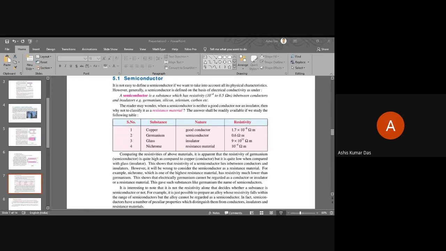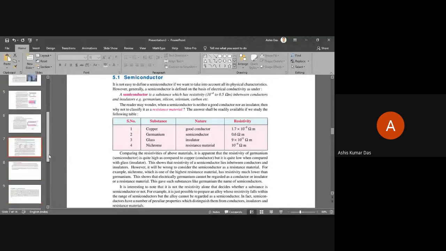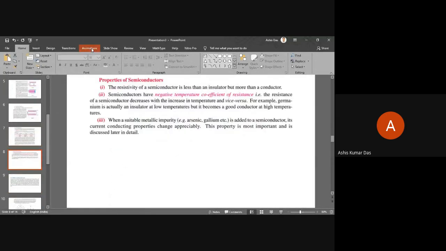Okay, so we are getting some peculiar properties of this semiconductor. So what are the different properties? This is the first property: the resistivity of the semiconductor is less than an insulator but more than a conductor. This is the very basic one. That means it should lie in between the conductor and the insulator.